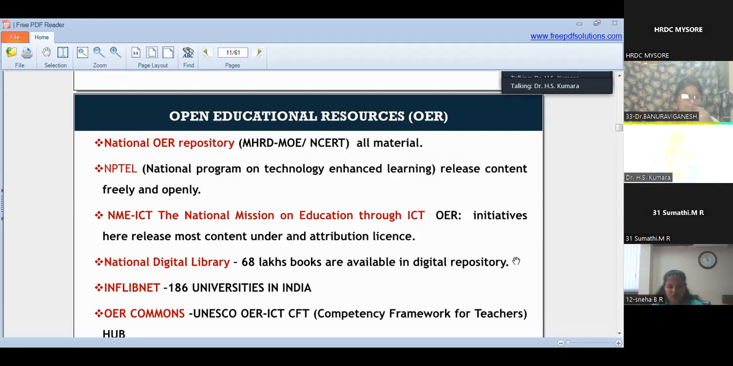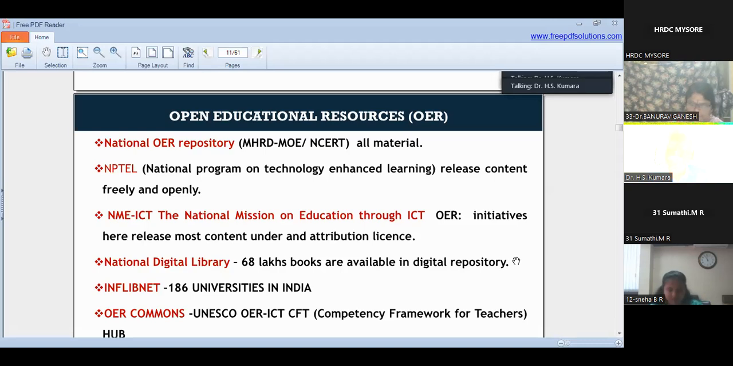Then also very important, by and large you are familiar with the National Digital Library that is managed by IIT Kharagpur. You can get a lot of material, almost 68 lakh books are made available in the digital repository. This is something to bring to the notice of your students. Each university or institution can register under the NDL, and you can access the maximum content available.